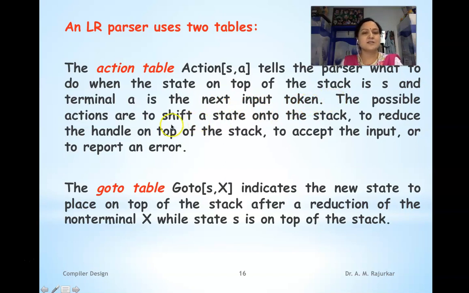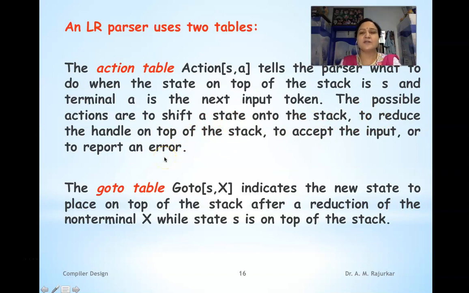The possible actions are to shift a state onto the stack, to reduce the handle on top of the stack, to accept the input, or to report an error. Because this is a shift-reduce parser, the actions will be shift, reduce, accept, or error.